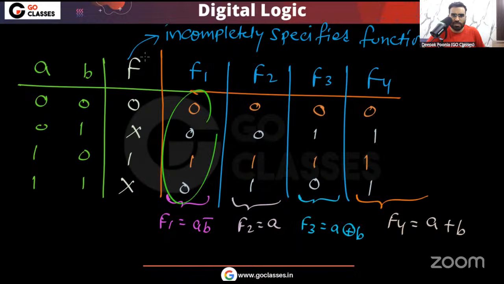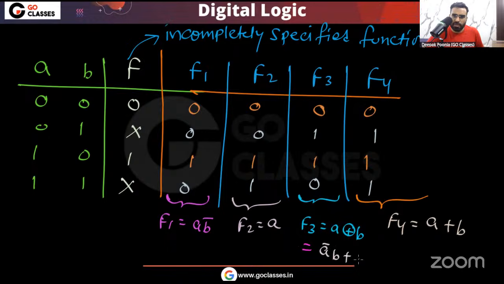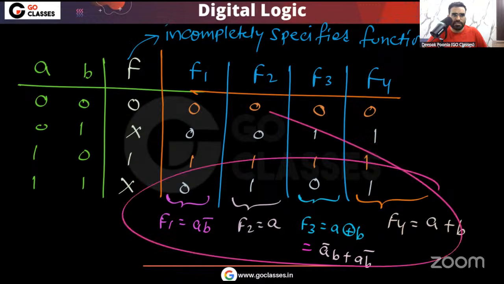Okay, so you can see this is ab bar, this is same as a, this is same as a xor b, this is same as a or b. This a xor b in terms of and or, I can write it a bar b or a b bar, like that I can write. Now you can easily notice that these are distinct functions.